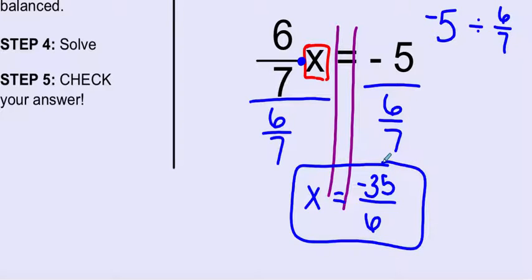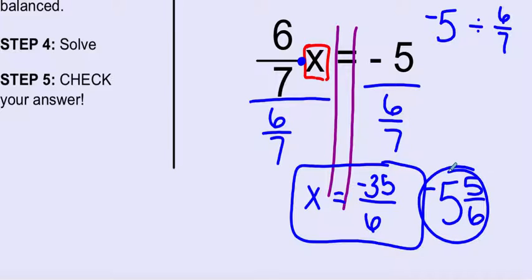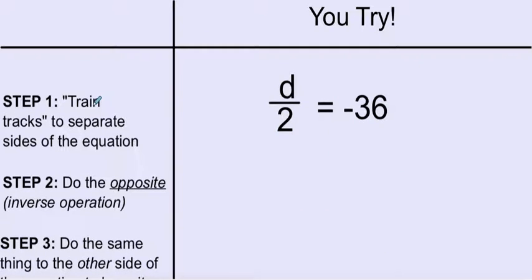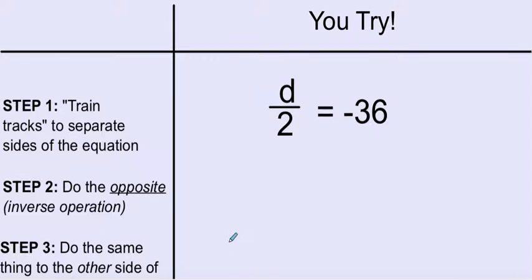That is an improper fraction, so you can turn that into a mixed number by saying how many times does 6 go into 35? It goes in there 5 times with 5/6 left over. So if I turned it into a mixed number, it would be negative 5 and 5/6. You can try this problem on your own if you'd like. If you did that, you should have an answer of negative 72.